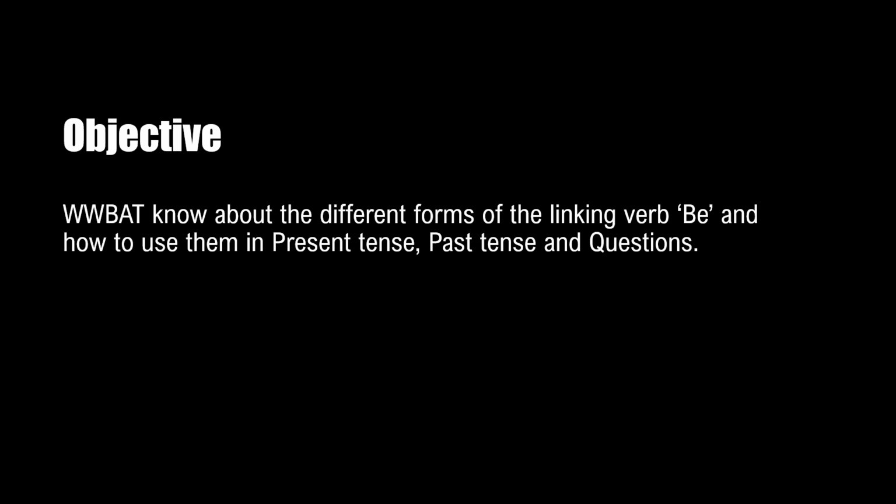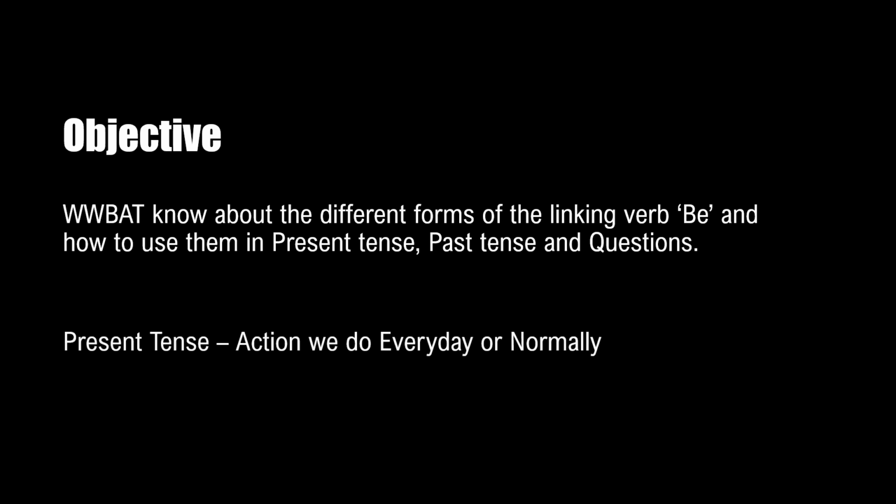Our objective today in the class is that we will be able to know about the different forms of the linking verb be and how to use them in present tense, past tense, and in questions. From our previous lesson, we already know that a present tense is an action we do every day or normally. A past tense is where the action has already completed.